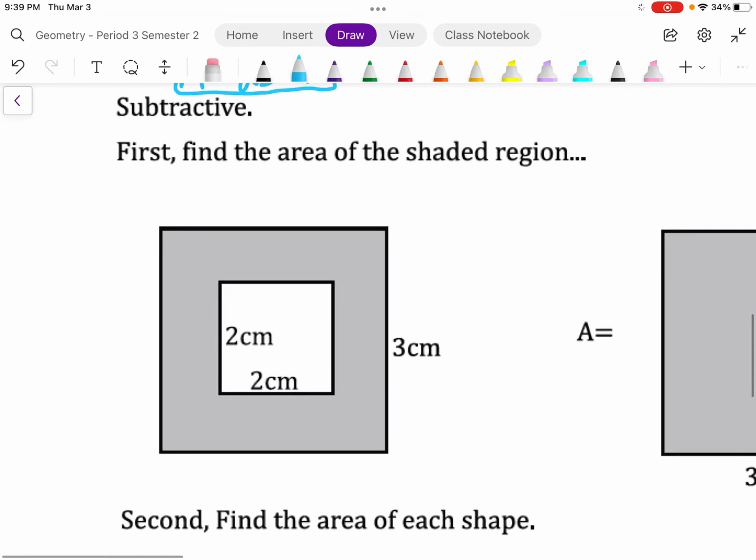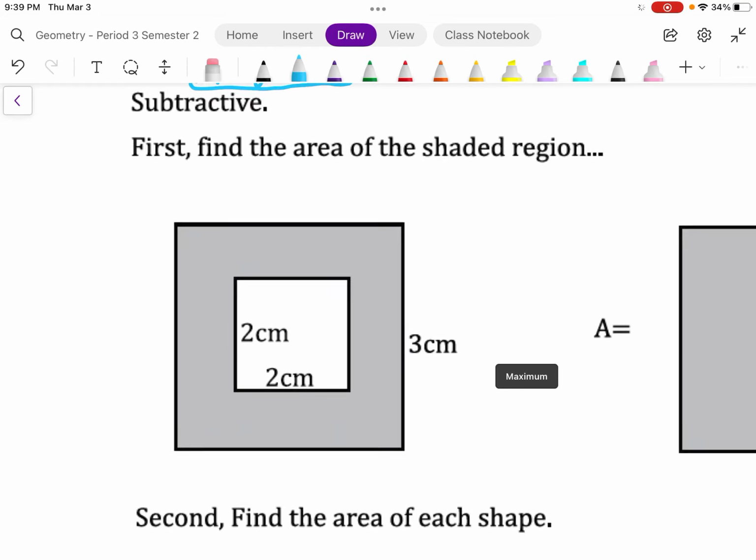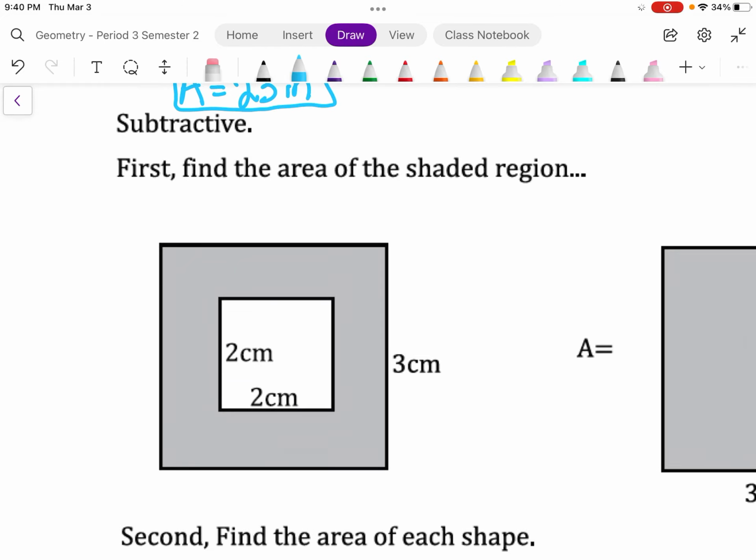The next type of problem that we are going to encounter today is finding the area of a shaded region. So in order to do that, we're going to first find the area of the outside region, so the bigger object in this case. So the area of this shape, it is a square, is going to be 3 squared.